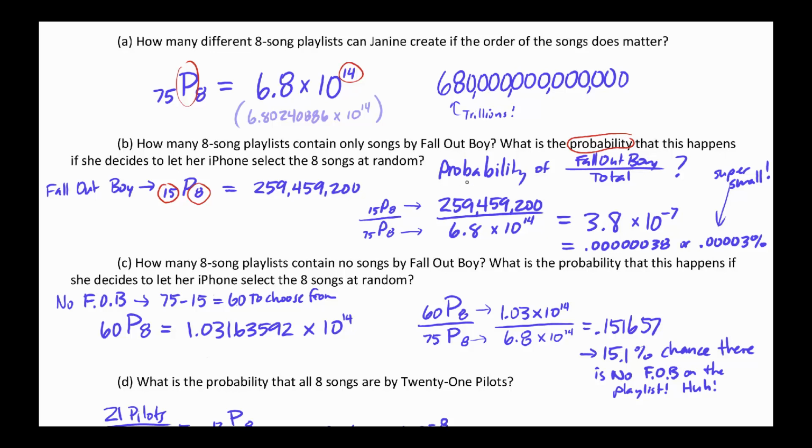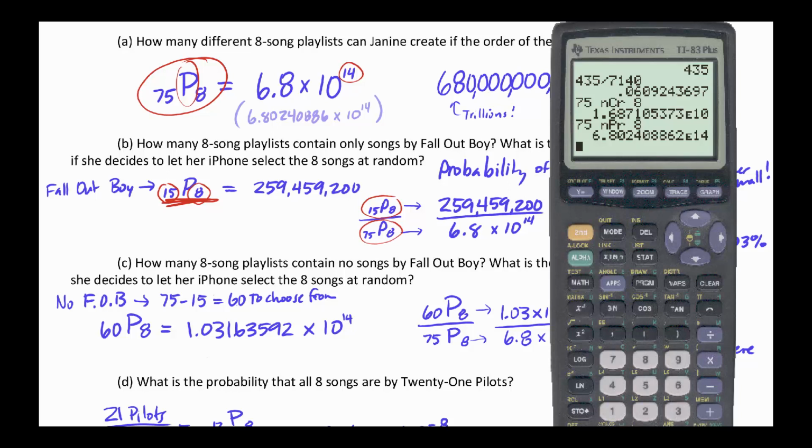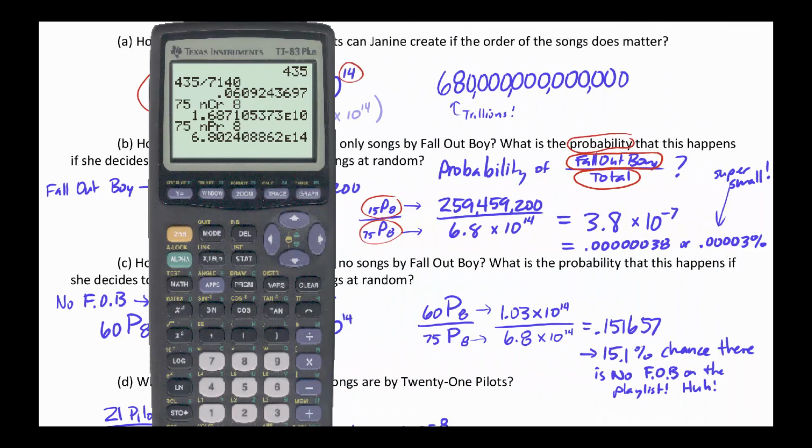If we are trying to find the probability, we're going to have to do something similar to the previous question. The probability of Fall Out Boy out of the total. So Fall Out Boy would be this right over here, 15P8. So we put that on top. The total number of songs we actually just found in the previous question. It is 75P8. If we divide these two things on our calculator, we have to be a little careful. One thing I always try to do is wrap things in parentheses to keep them on the top and then on the bottom to separate those two.